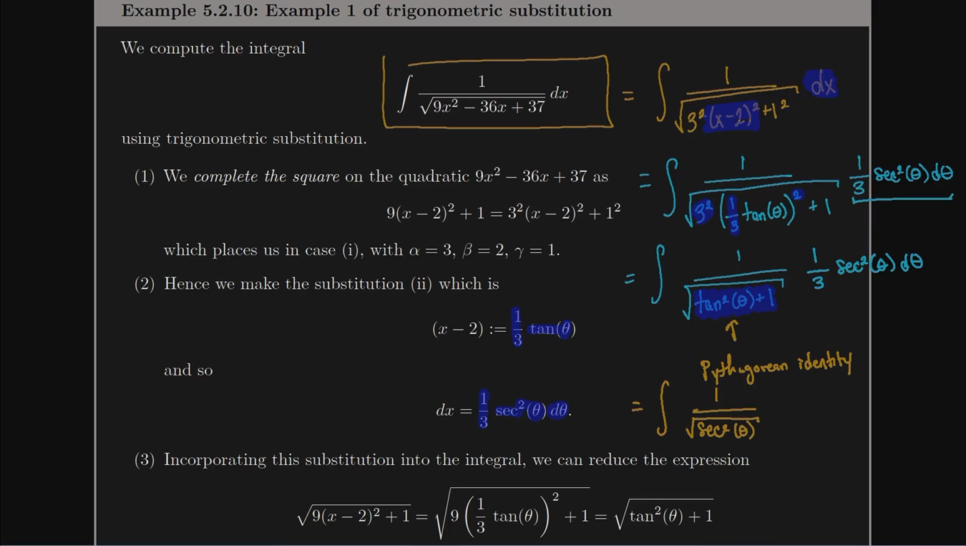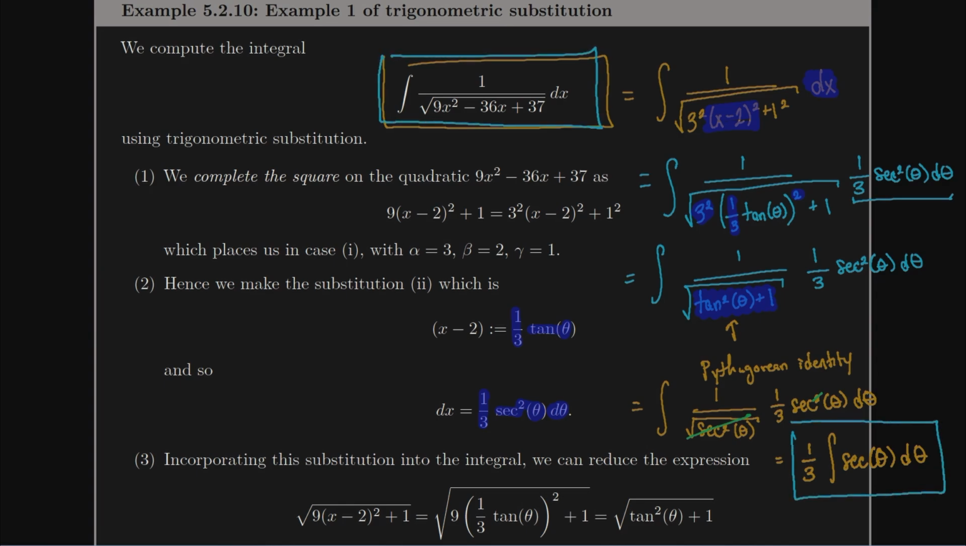And so now I have a square root of secant squared theta, as well as my 1/3 secant squared theta d theta. And if I simplify everything, this is just 1/3. The root of secant squared is going to cancel. I'll have 1 secant squared in the denominator. That's going to exactly cancel with one of my secants in the numerator, and I'm just going to be left with the integral of secant of theta d theta. And so by making my trigonometric substitution, that's the integral I have to compute rather than my original integral.